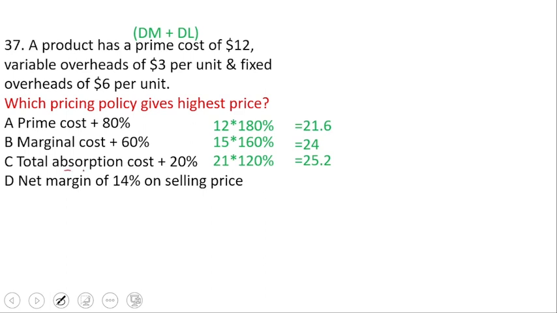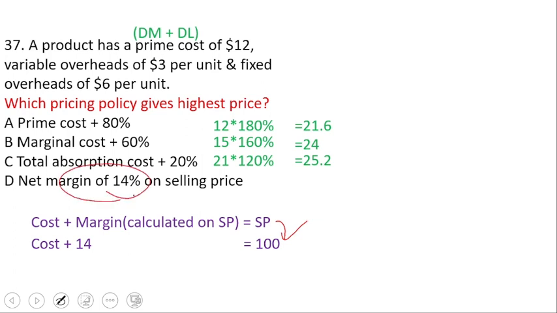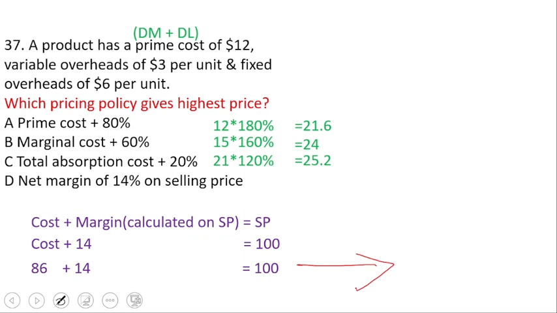So we have to establish a relationship between the cost, the margin, and the selling price. Now we know that cost plus margin, which is calculated on selling price, is equal to the selling price. We will equate selling price to 100. And since they've said that margin is 14% on selling price, the margin in this case will be $14. So what is the cost? The cost will be 100 minus 14 or $86. So this is the relationship that exists between the cost, the margin and the selling price.